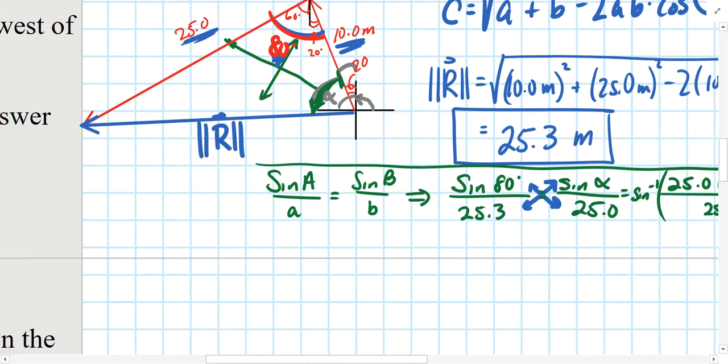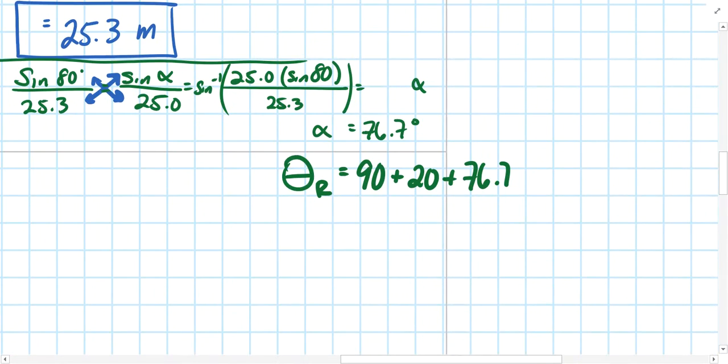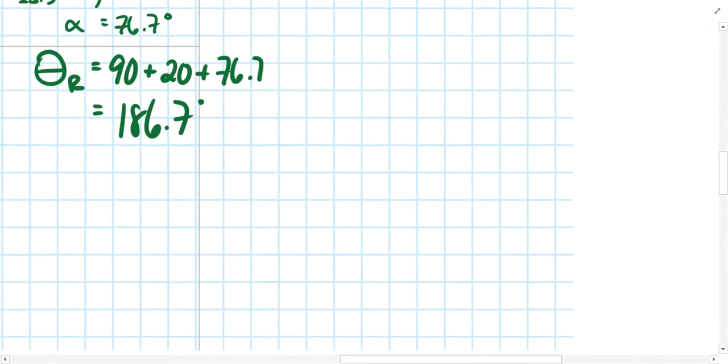Then we had another 20 degrees beyond that for the first vector arrow, and then another 76 degrees to land on this blue vector arrow, this last vector here. So it's all three of those angles together that represent the theta value relative to the positive x-axis. And that result ends up being 186.7 degrees. And hopefully that makes a little bit of sense.